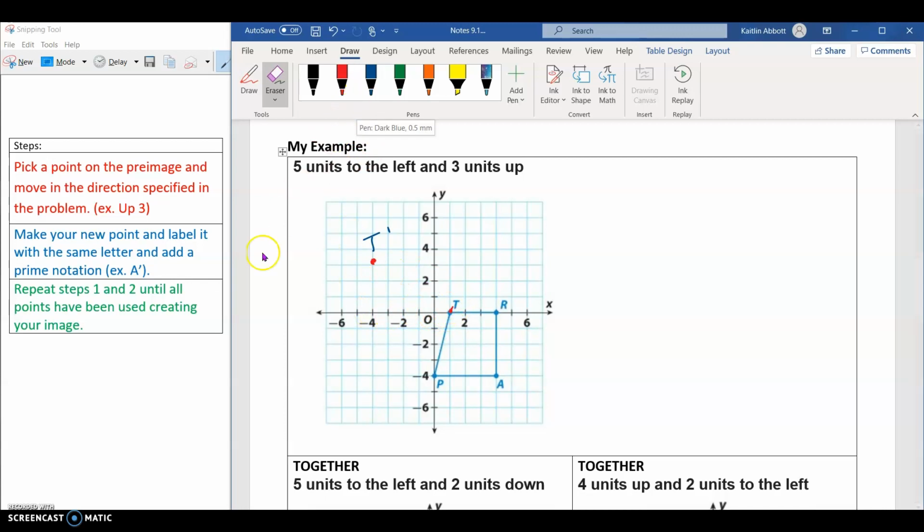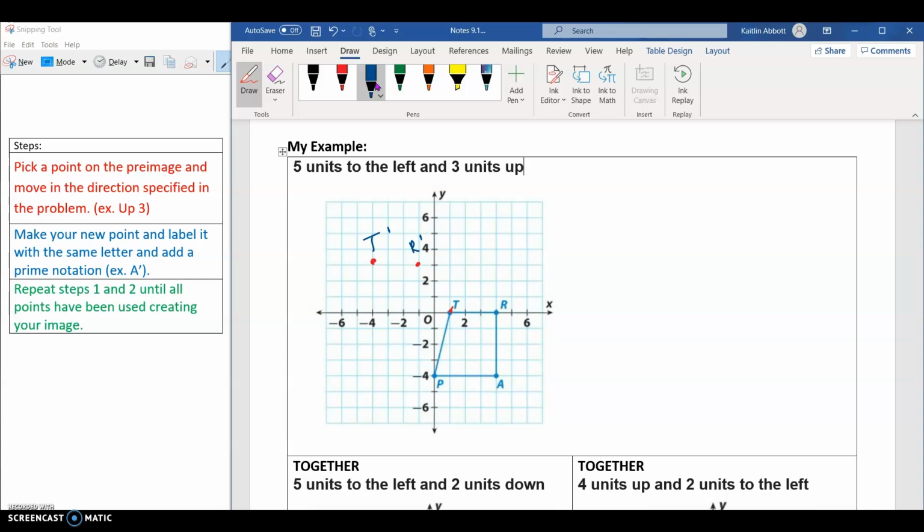Okay, now it says repeat steps 1 and 2 until you've done all the points. So I'm going to go back to red and go to step 2. So I'm going to go to R. And now I'm going to go 5 units to the left, 3 units up. So I'm going to go 1, 2, 3, 4, 5, and up 3. 1, 2, 3. Now I'm going to put a dot there. And now this one is R prime.